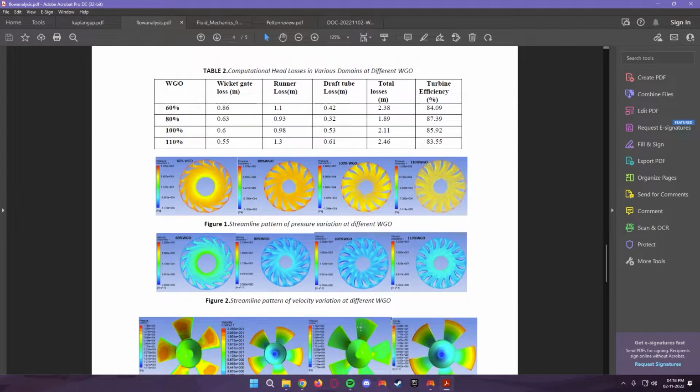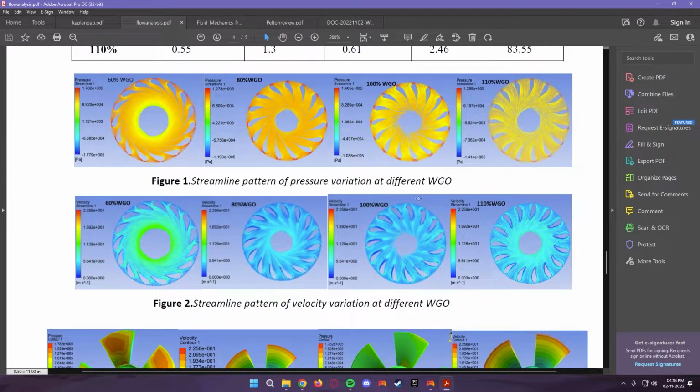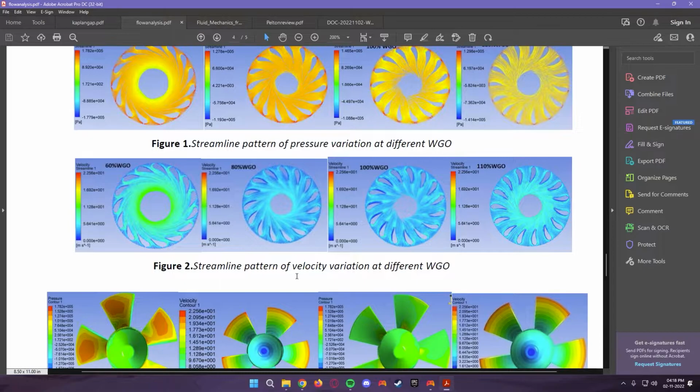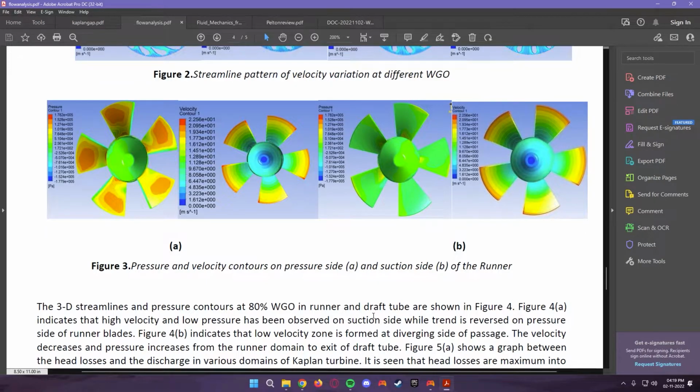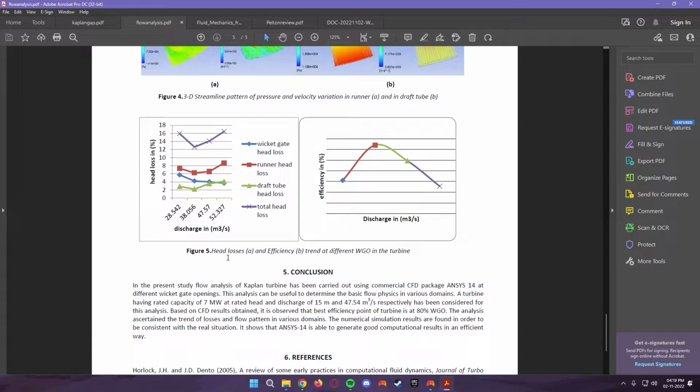Here they have shown the results which they obtained on ANSYS 14 software. Here is the streamline pattern of pressure variation at different WGO. Here are the different velocity variations. These are the graphs of the head losses and the efficiency trend at different WGO in the turbines.